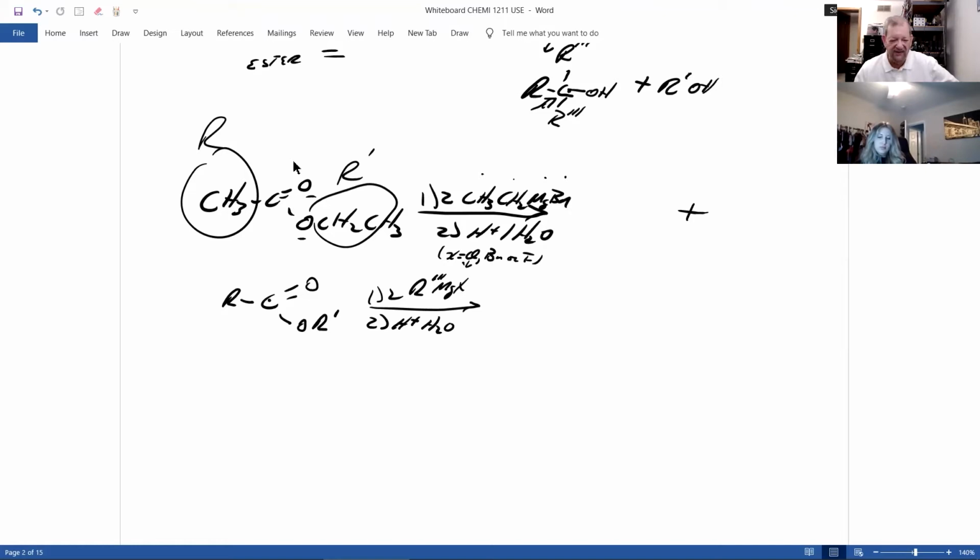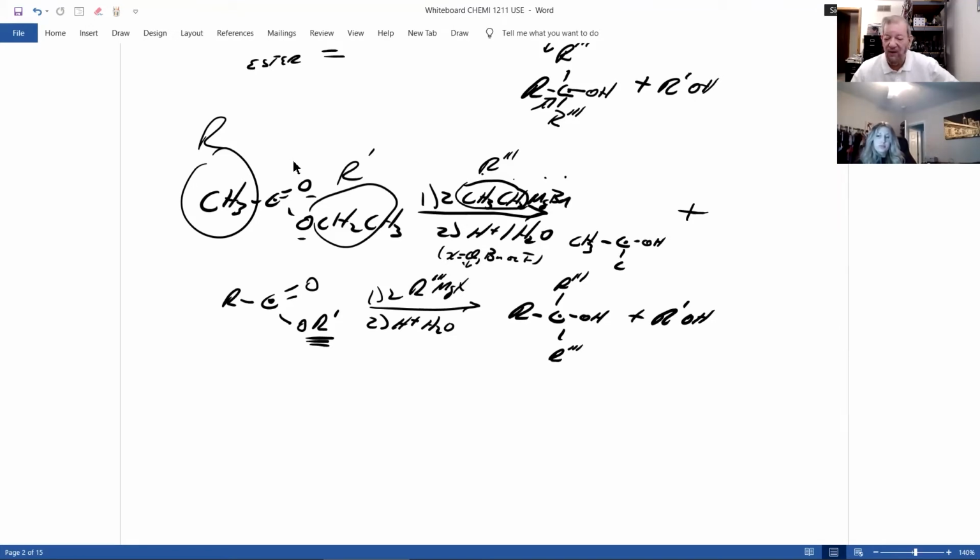And what do you get? Keep your eye on the carbonyl carbon. What's attached to it, R, is still attached to it, and it opens up to an alcohol. Then you make not one, but two carbon-carbon single bonds from the Grignard. And this part of the ester becomes the second alcohol. So what's R triple prime? Ethyl. So the carbonyl carbon, which is now this carbon, has R on it, methyl. As an alcohol, this is an alcohol.